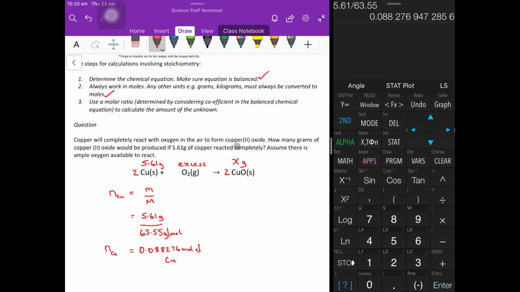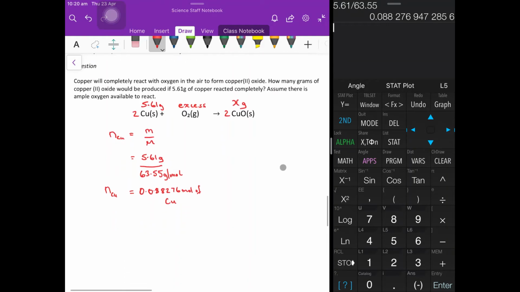Step 2 is complete. Step 3 says use a molar ratio determined by considering the coefficients in the balanced chemical equation to calculate the amount of the unknown. So if I go back to my balanced chemical equation, I can see that for every 2 molecules of copper, they react with 1 molecule of oxygen to form 2 molecules of copper oxide. This here is my molar ratio. So I can use this molar ratio to work out the number of moles of copper oxide produced.